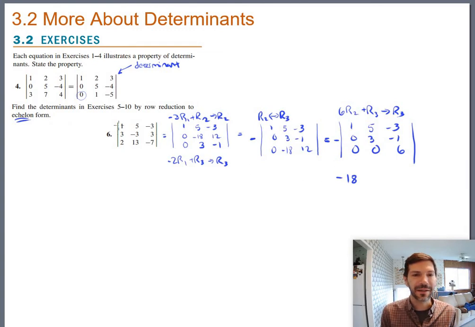So that's the basic idea on all of 5 through 10. Just reduce to echelon form. Keep in mind from way back in chapter 1, echelon form is not unique. If you had chosen maybe not to swap rows here, you would have gotten something different, but the diagonal would still have multiplied to 18. Or I guess if you didn't do a row swap, it would have multiplied to negative 18. Right? But anyway, you'd still get the same determinant. Okay, let's look at a few more examples.